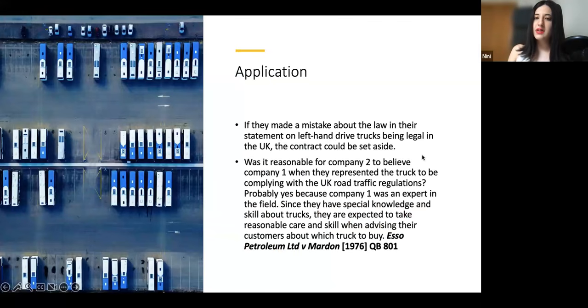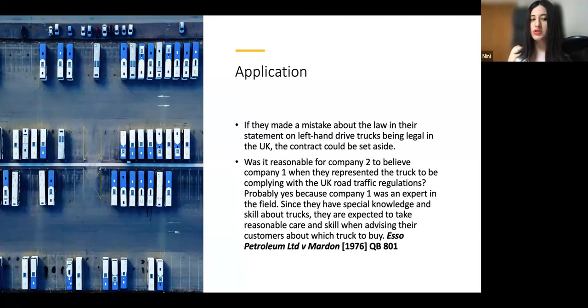Application. After discussing the law, it's very important that you apply it to the facts of the case. How do you apply the first case to the facts of the case? It should be argued that if they made a mistake about the law in their statement on left-hand drive trucks being legal in the UK, the contract could be set aside based on that mistake. However, it should be mentioned that we don't know if this was actually written in the contract. All we know is that it was mentioned in the sales call.